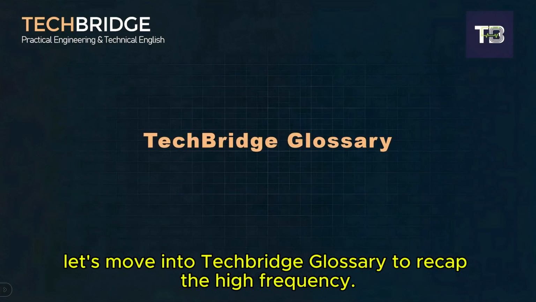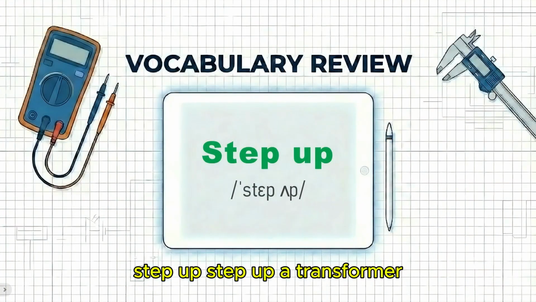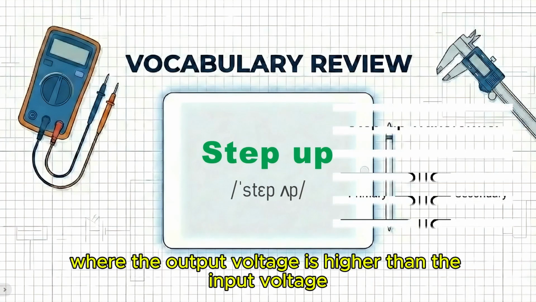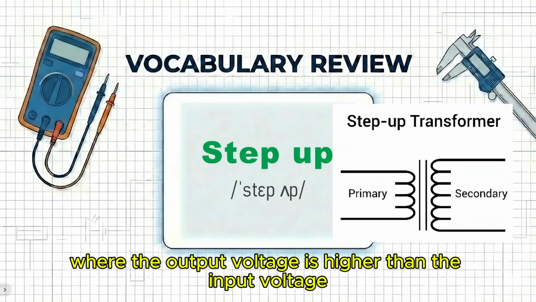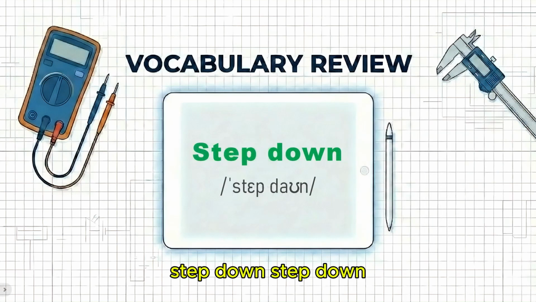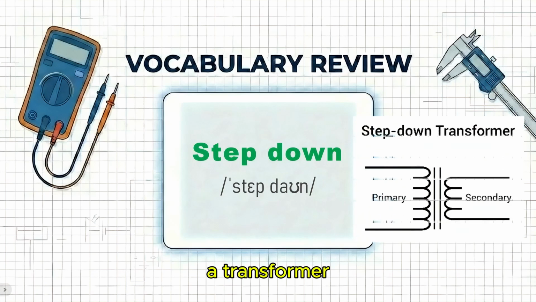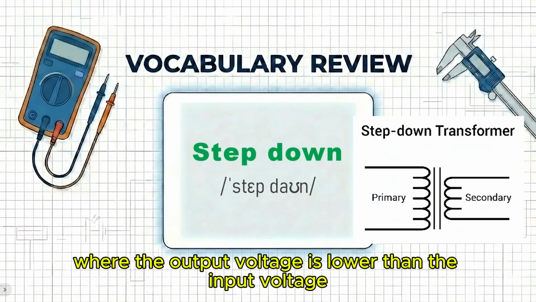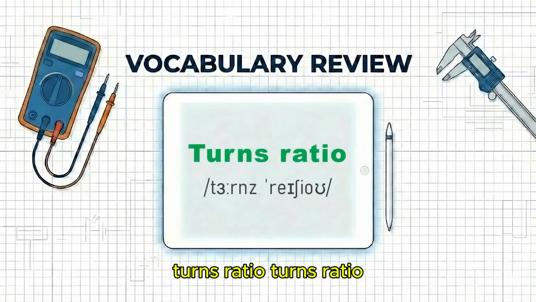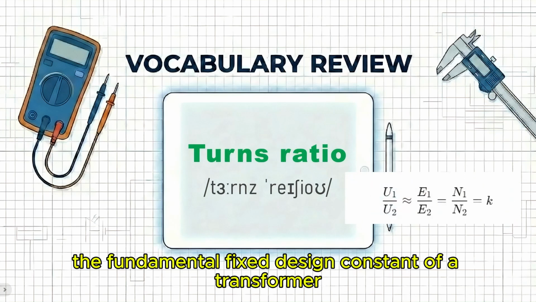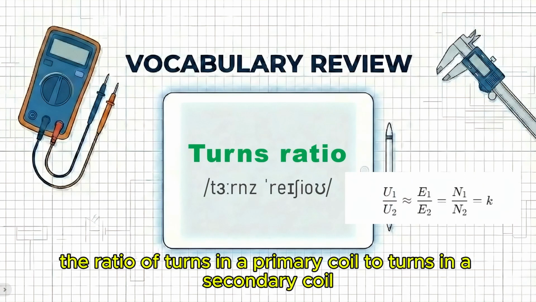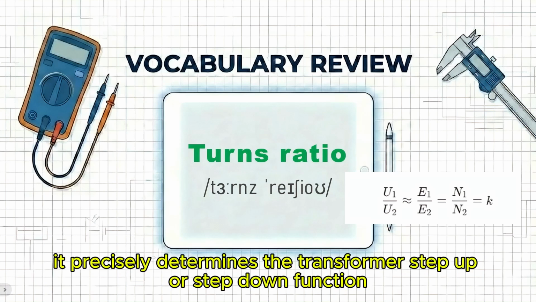Before we finish our video, let's move into TechBridge Glossary to recap the high frequency terms. Step up. A transformer where the output voltage is higher than the input voltage. Step down. A transformer where the output voltage is lower than the input voltage. Turns ratio. The fundamental fixed design constant of a transformer. The ratio of turns in a primary coil to turns in a secondary coil. It precisely determines the transformer's step-up or step-down function.